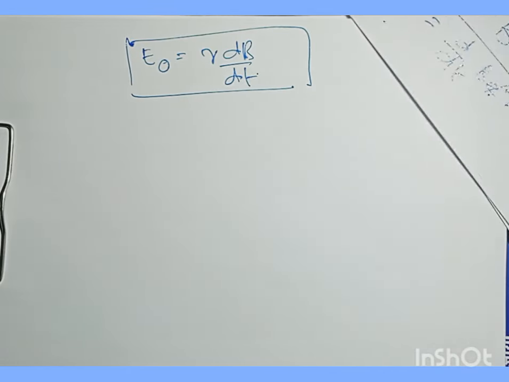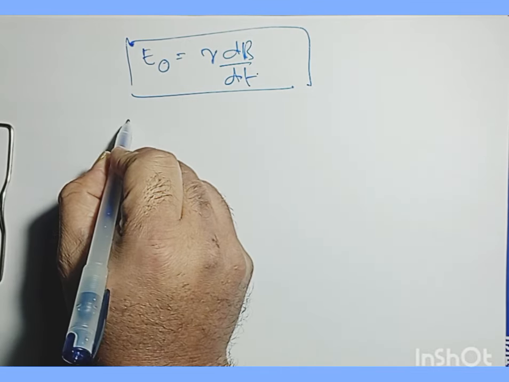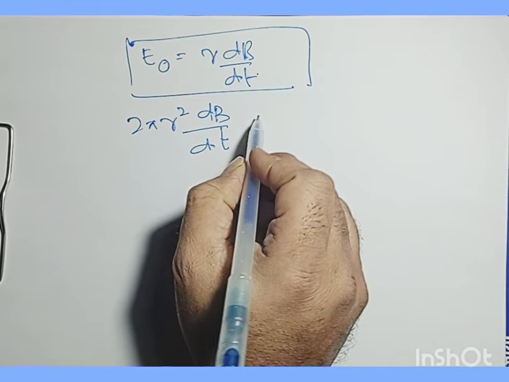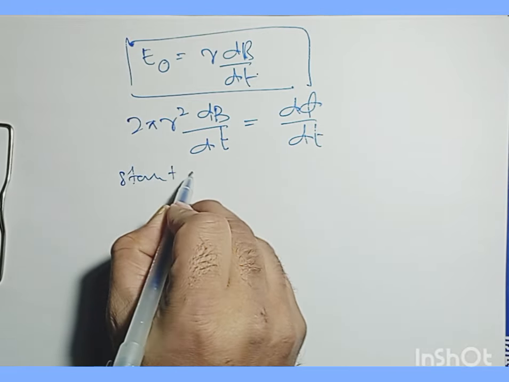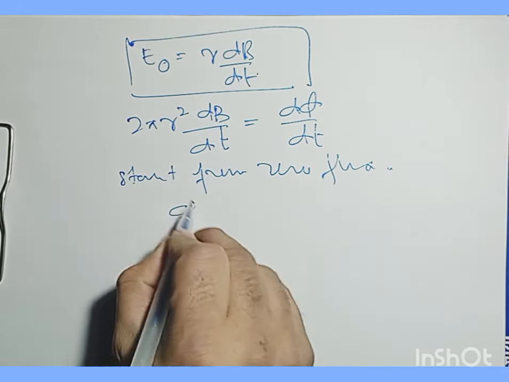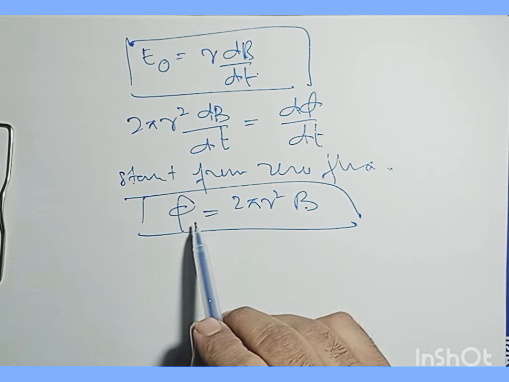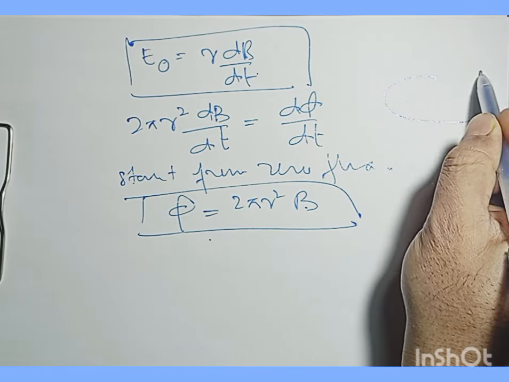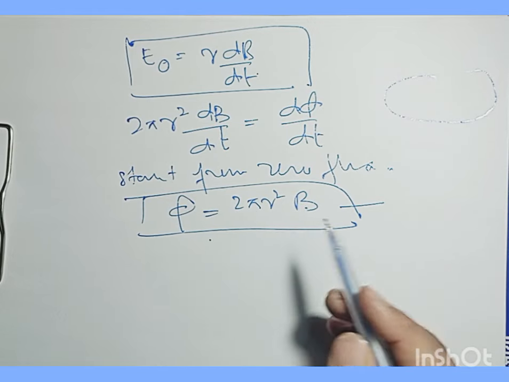Now, proceeding from here, if I use 2 pi r square dB by dt, what will that give me? That will simply give me the rate of change of flux. So if we start from zero flux and zero field at the orbit, what we have is that this phi is 2 pi r square B. So this relation between the magnetic flux and the field at the orbit involves only the radius of the orbit, and it is independent of the energy or the mass of the particle. You can see the flux is independent of the energy and the mass of the particle.